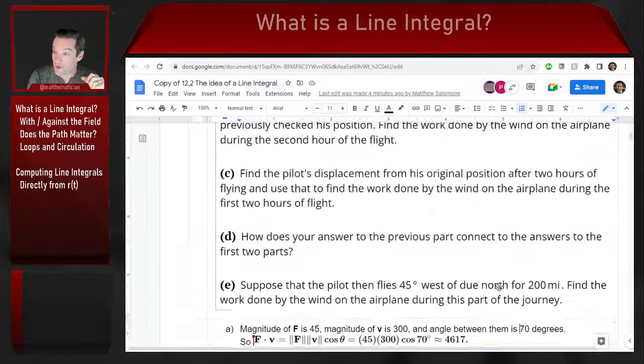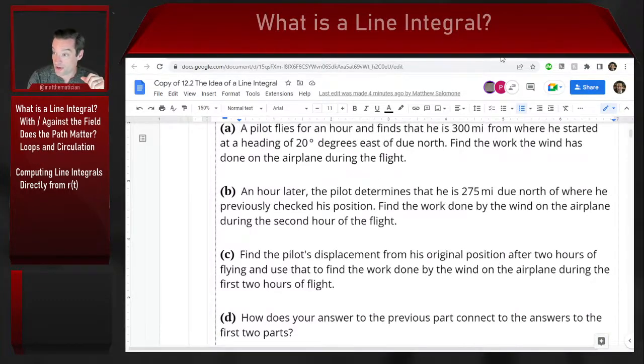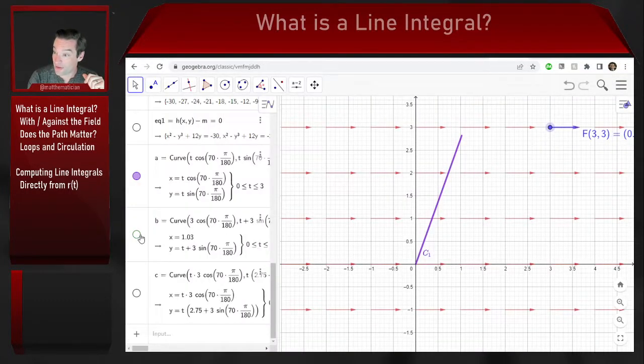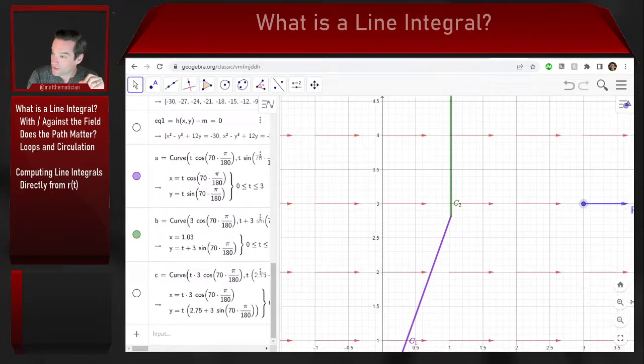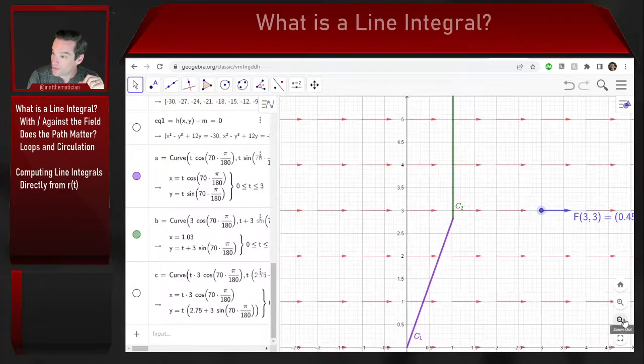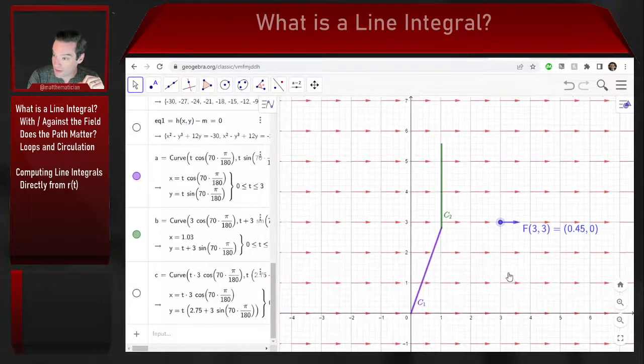So the next step is, what about the second leg of the journey? On the second leg, the plane is going to fly due north for 275 miles in total. What do we think about the amount of work that's going to be done on the plane as it flies due north for that length of time?